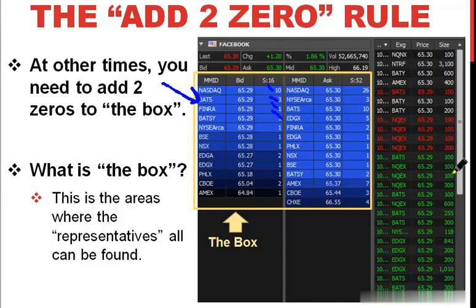Over here on the tape, you don't have to add 2 zeros, but over here in the box you do have to add 2 zeros. I didn't notice that at first when I found this, but I'm noticing it right now. I'm not sure I've ever seen that before, because on my level 2s you have to add 2 zeros everywhere. The tape, you do not have to. So a little bit strange there.